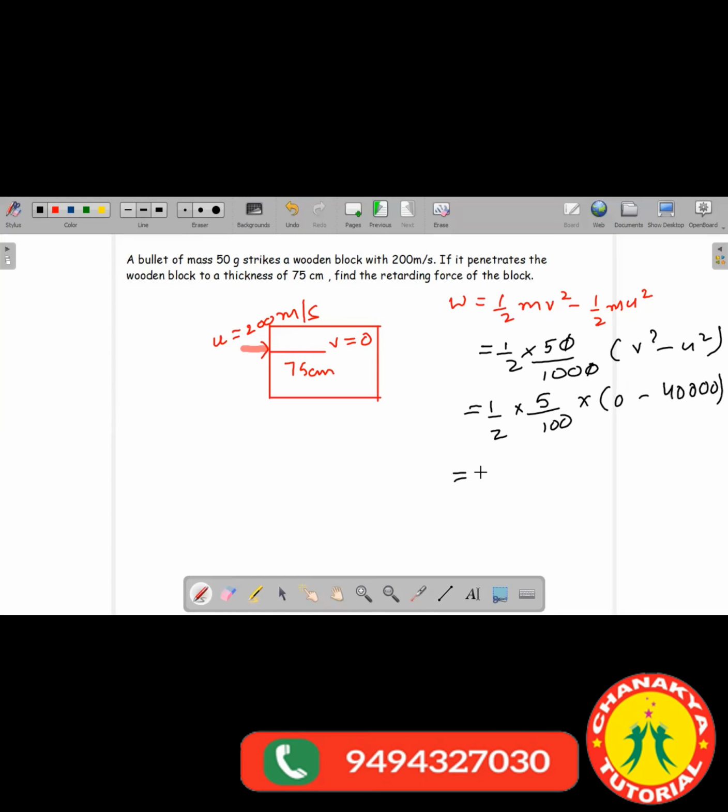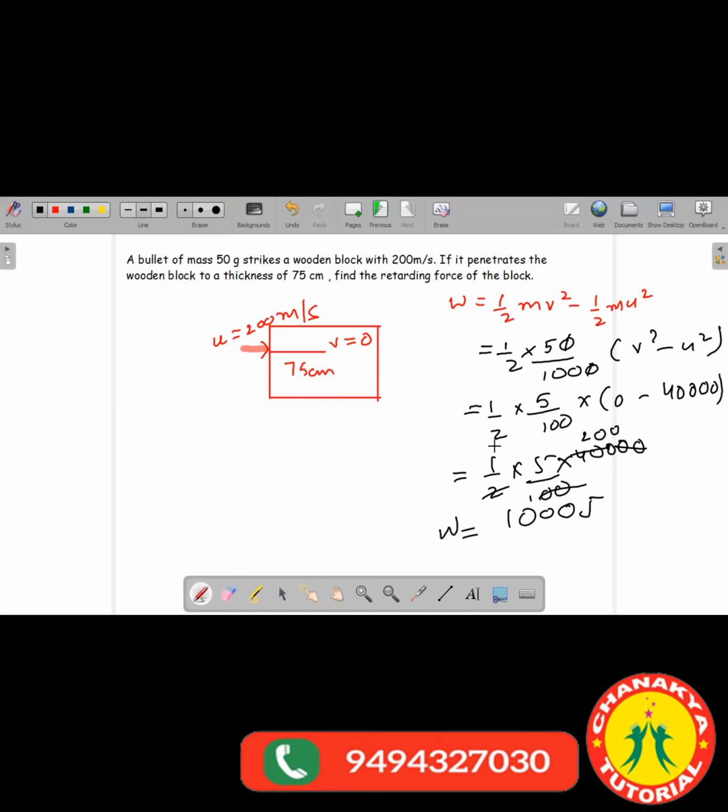So subtract this: 1 by 2 multiply 5 multiply 100 multiply 40,000. The 2 zeros already cancel. Cancel this 2 with 400, you get 200. Multiply 200 with 5, you get 1,000 joule. So 1,000 joule of work is done in stopping the bullet. To stop the bullet, this block is doing a work of 1,000 joule.